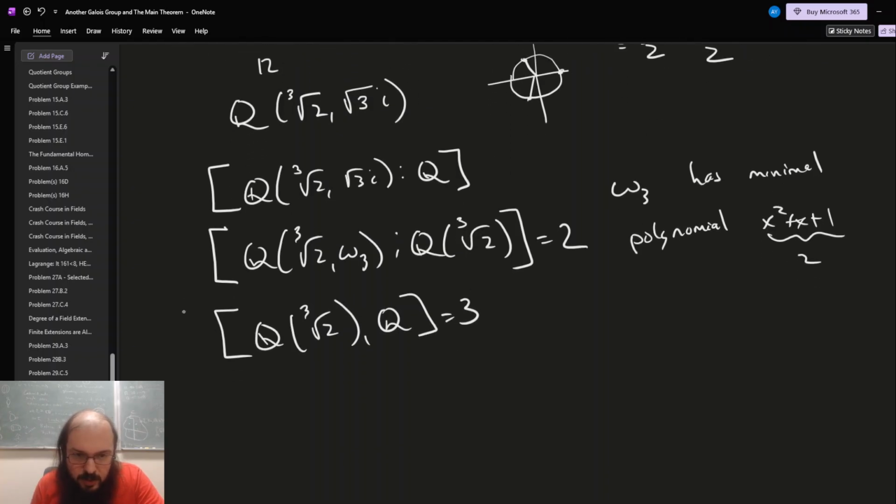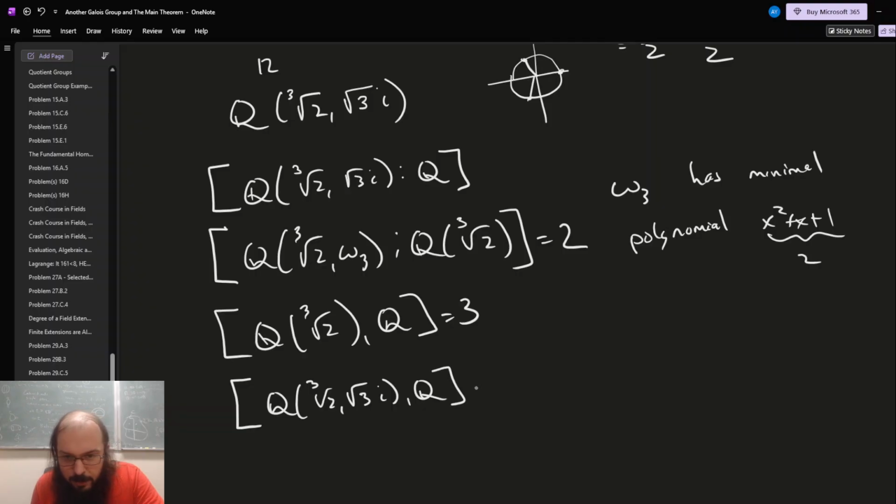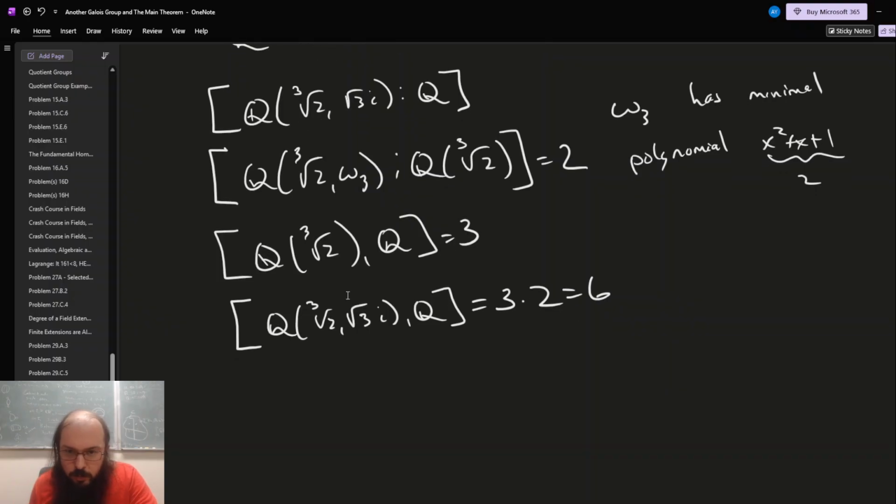And so putting these together, the whole field, which probably I should stop writing and just name it K or something, I think I'm going to do that going forward, by the tower rule, that is 3 times 2 or 6. So now I know the order of the Galois group, right? This is equal to the order of the Galois group of K, Pinter uses colon notation, over Q.